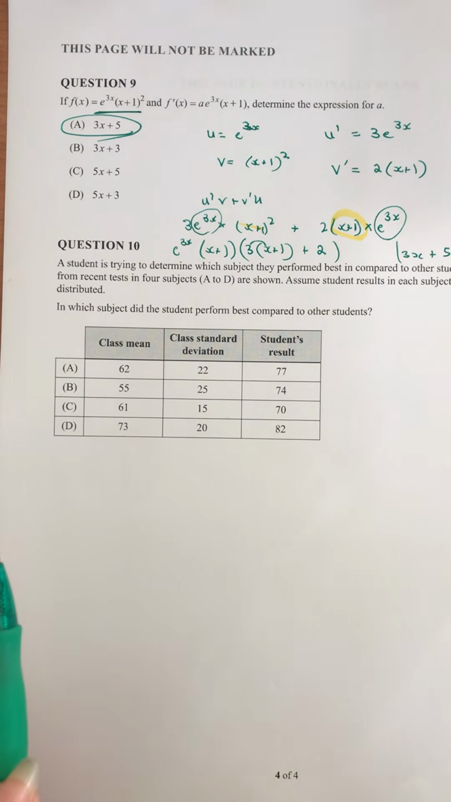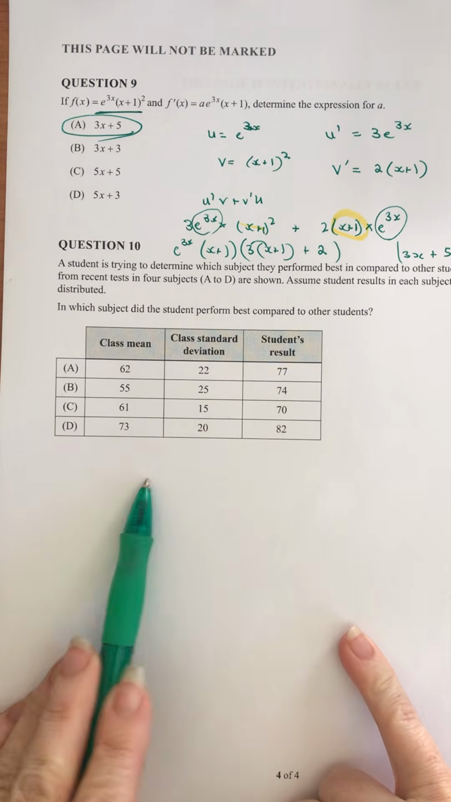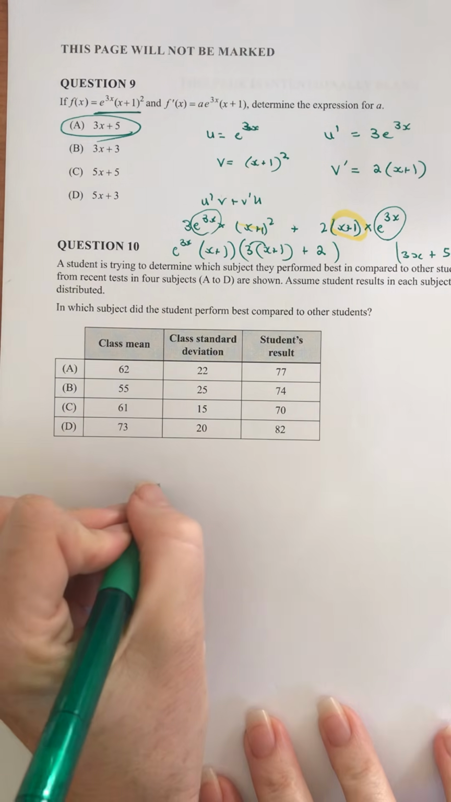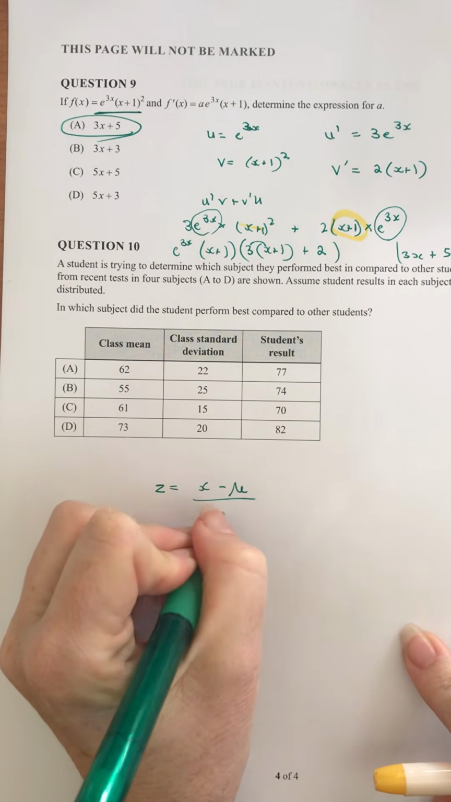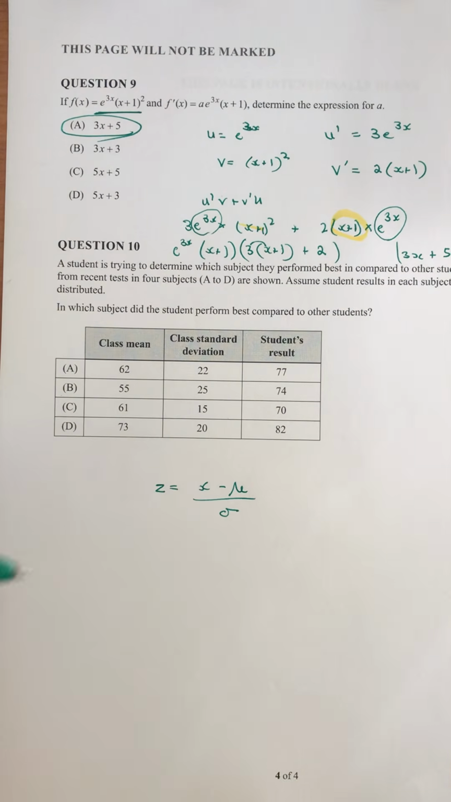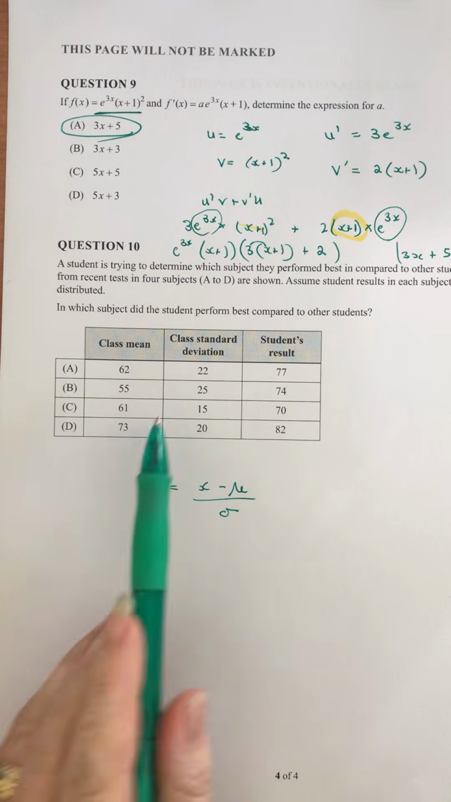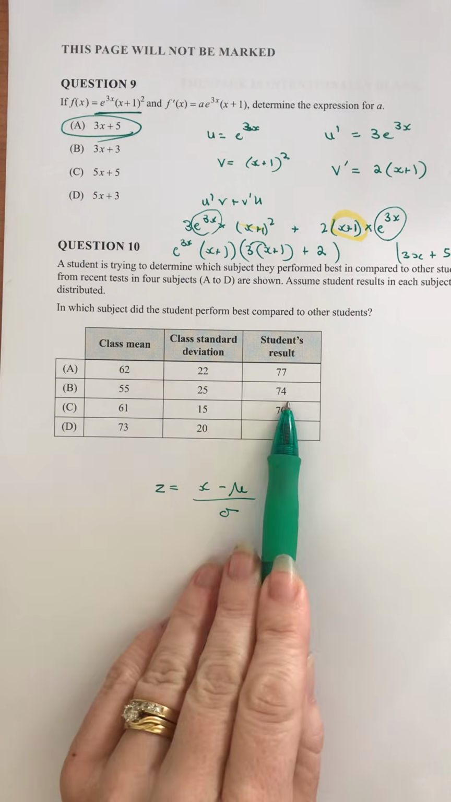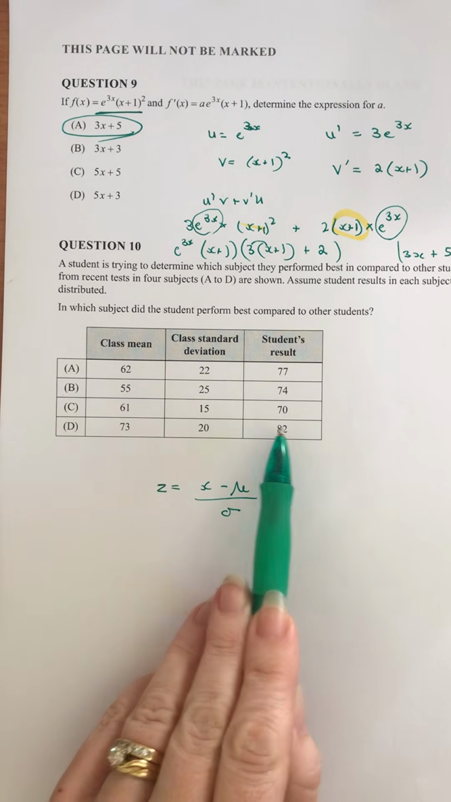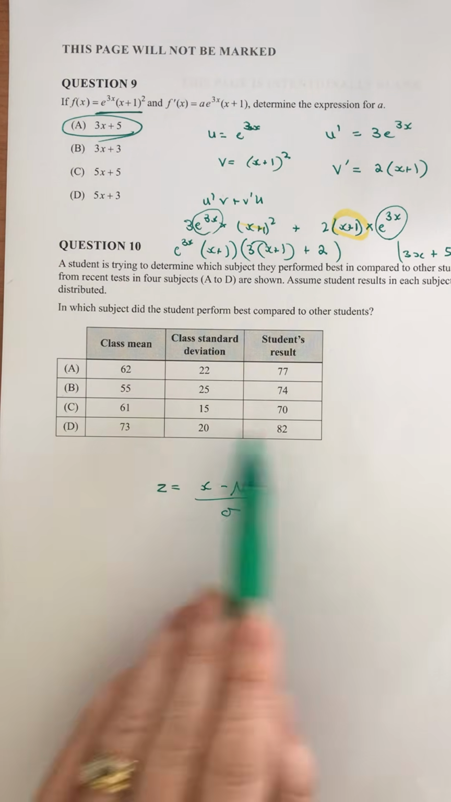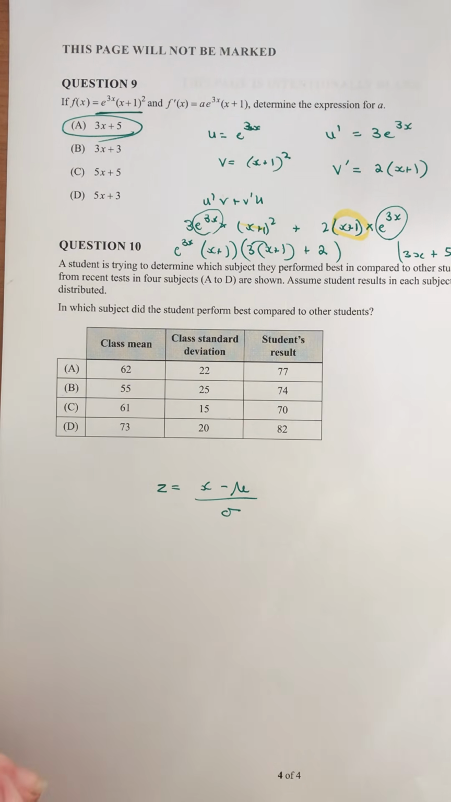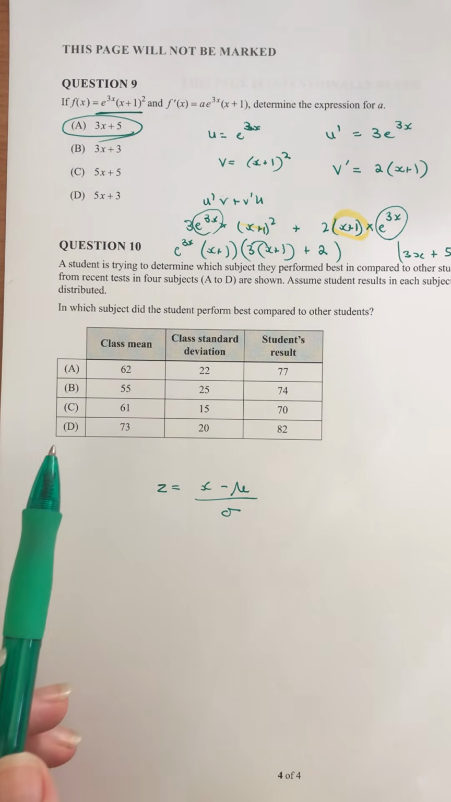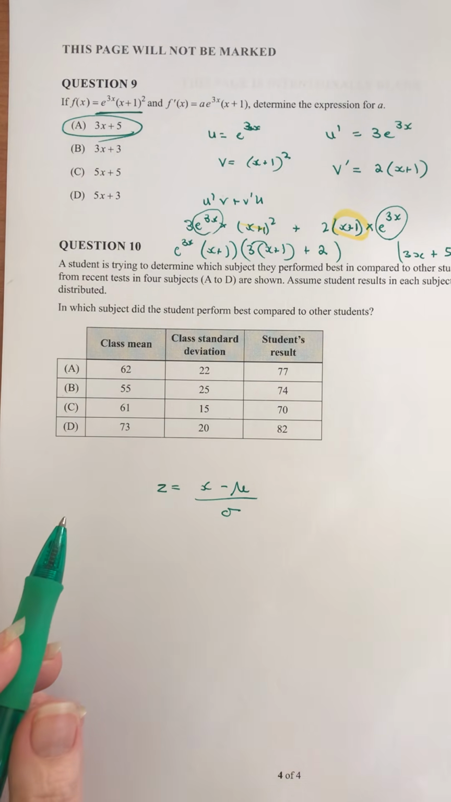Question number 10, last one on the paper. We have got a list of results to compare. So we're obviously wanting to use the z-scores to compare there. So our z is equal to x minus the mean over the standard deviation. Now, to make sure we're not wasting any unnecessary time, having a quick look at the student's result versus the class mean: 77 versus 62, so they're above the mean, 74 above 55, 70, 61, 82, 73. So they've all scored above what the class mean was. So that's good, we don't have to rule out any that were under.